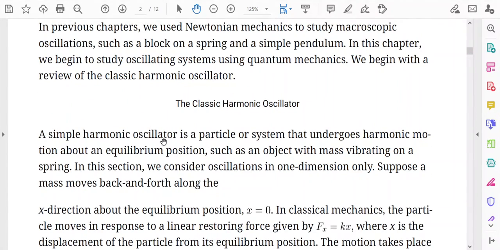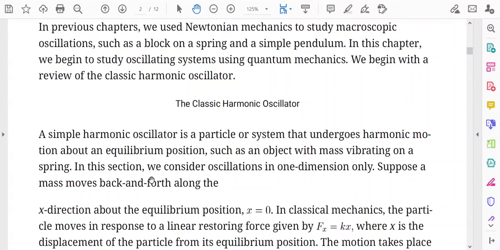So, a simple harmonic oscillator is a particle or system that undergoes harmonic motion about an equilibrium position. This line is very important. So, what do we mean by a simple harmonic oscillator? The answer is: a simple harmonic oscillator is a particle or system that undergoes harmonic motion about an equilibrium position, such as an object with mass vibrating on a spring that I told you before. That is, some object that is attached to a spring and it is vibrating.